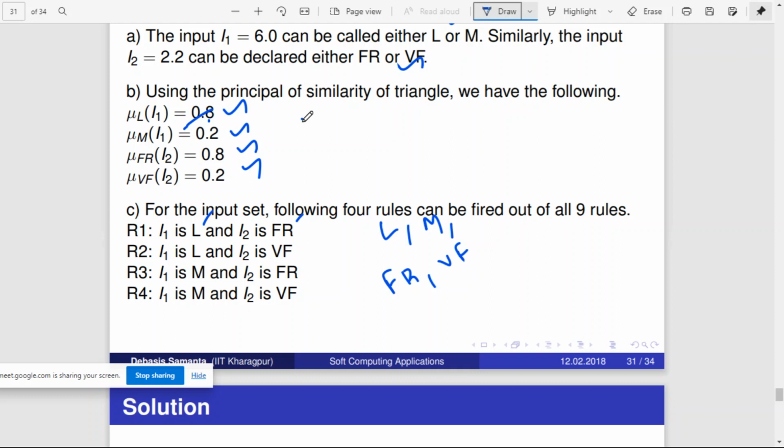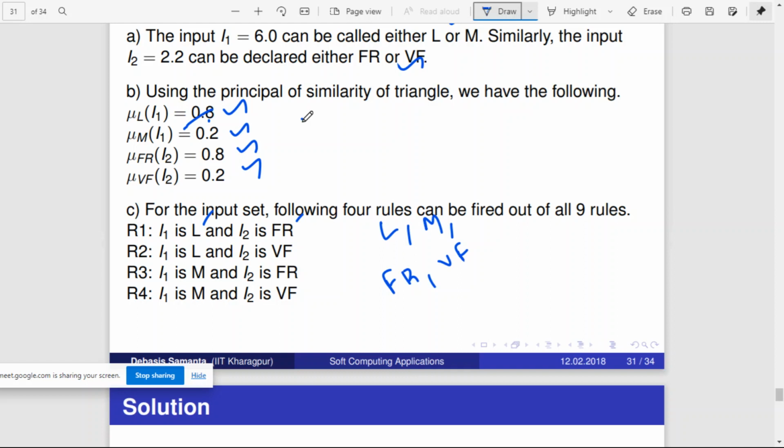0.2. I think this calculation is wrong. It's not 0.6, right? 0.2 into 0.2 is 0.04. Okay, this should be 0.04. This is M into VF. What is VF? VF is 0.2. So this is 0.04, right?